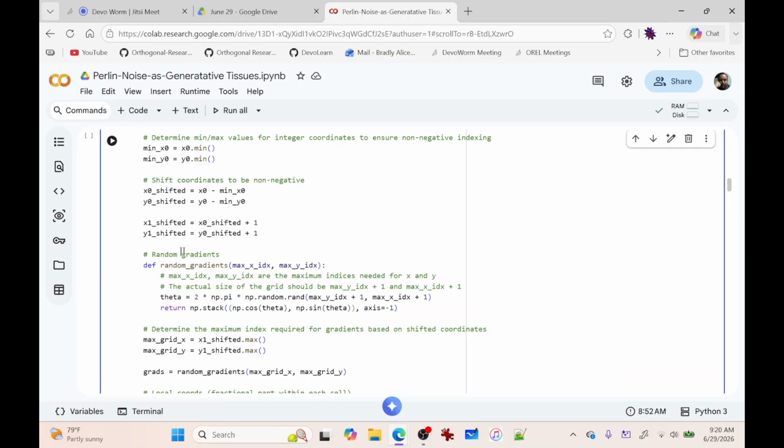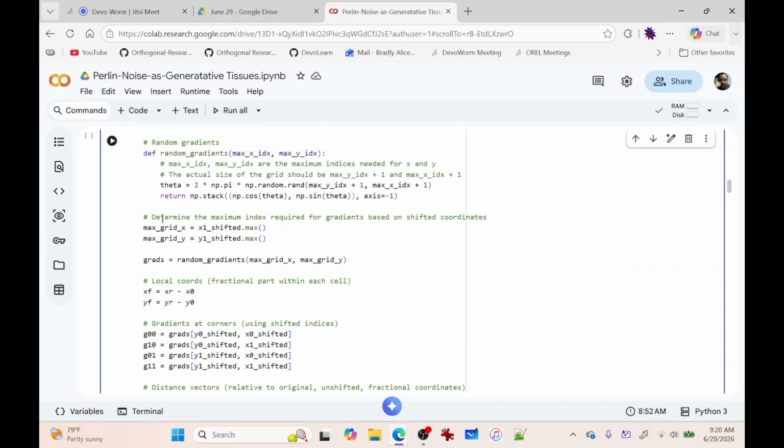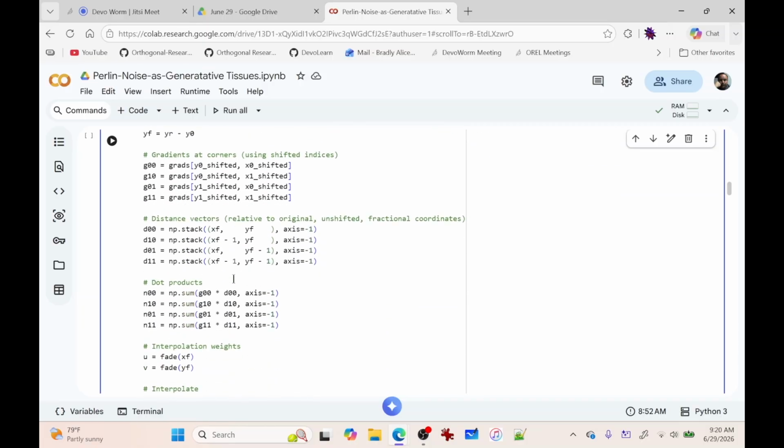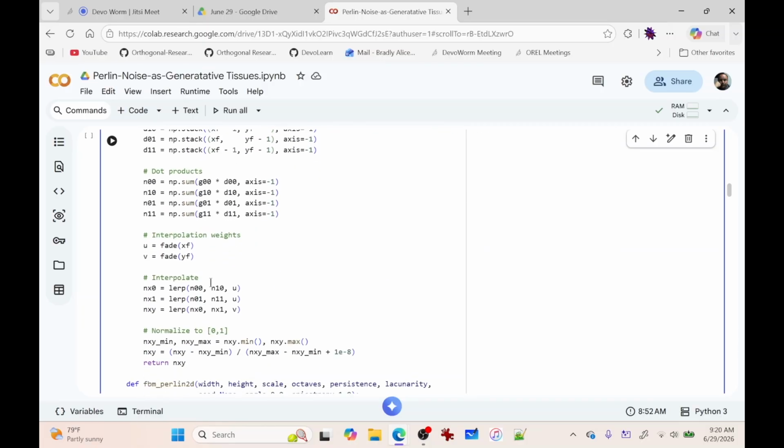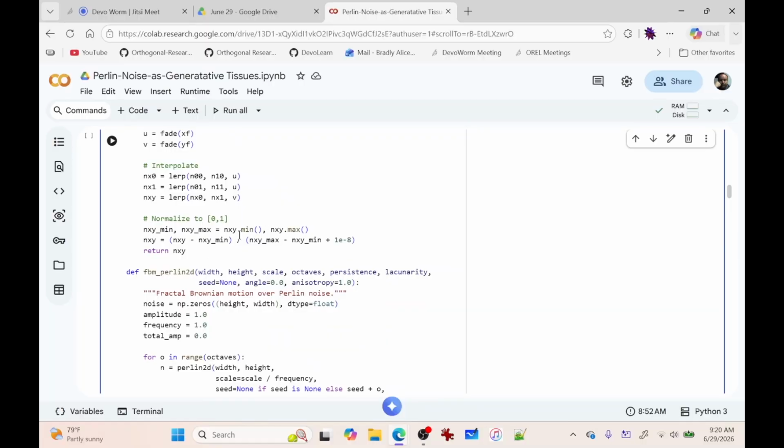Then we have our random gradients. Then we determine the maximum index required for gradients based on shifted coordinates. This is where we're getting into our genetic algorithm. Let's see. We interpolate the weights, normalize to 0 to 1.